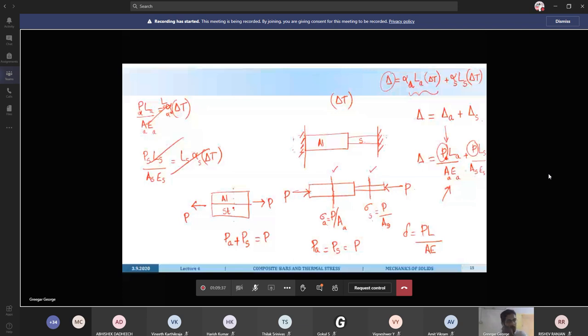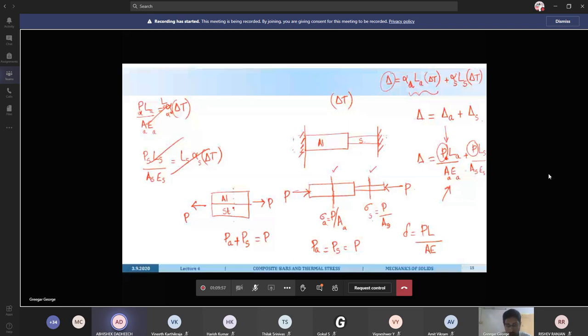So what if both loads are vertical? Sir, if both the loads are vertical, like aluminum and then steel, at that time the reaction force will be equal to the weight of the steel, or the weight of aluminum plus steel.